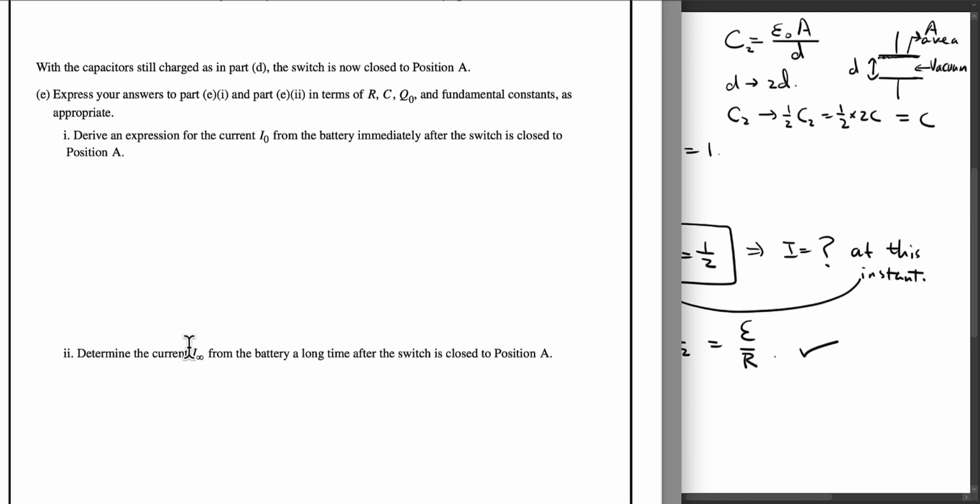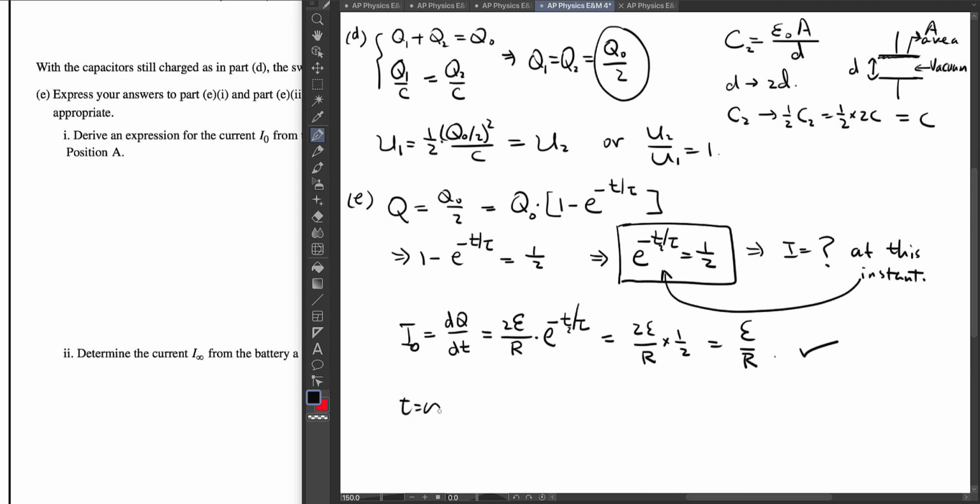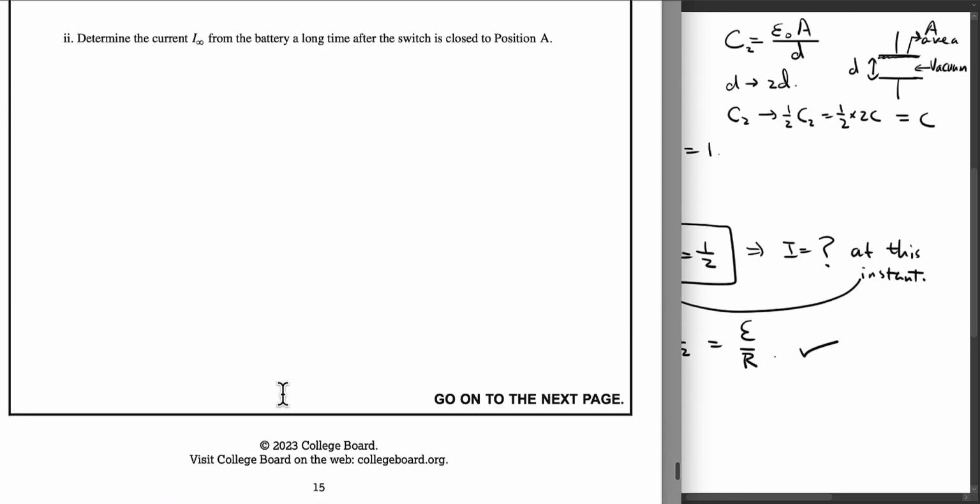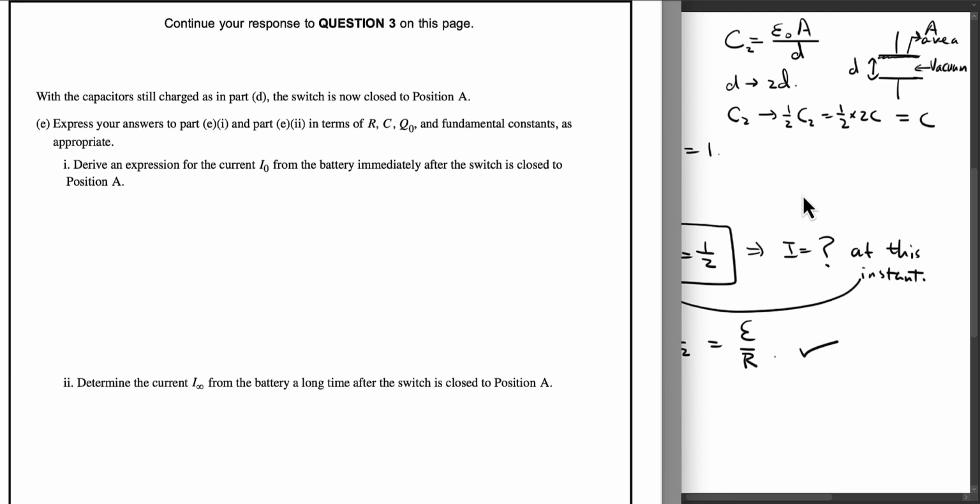Second question, determine the current I infinity from the battery a long time after the switch is closed to position A. So now the position A, remember we still go back to the RC charging circuit, right? And then at t equals infinity, the current here should decay to 0, right? You plug in t equals infinity here, and then you get 0 here. Okay, so that's the answer. Okay, so that's all for this question. Thank you for watching.